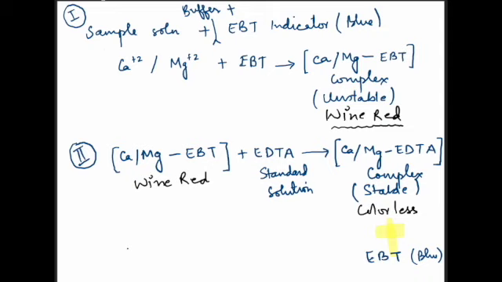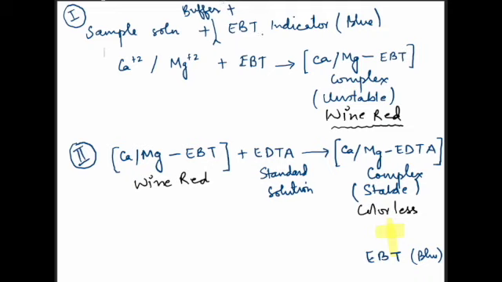So let's first have a quick recap of that practical part. It carries actually two parts, if you remember. So in the first part, what do we do? We take the sample solution. If you remember, you pipette out 25 or 20 ml of the sample solution in the conical flask, and then we add 2 to 3 ml, basically 3 ml of the buffer solution, which is the ammoniacal buffer falling in the pH range of 8 to 10 to this sample solution.